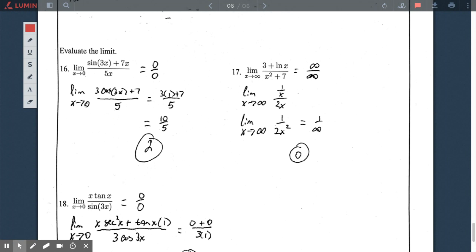So we plug in again. Cosine of 0 is 1, so that makes that 3 plus 7. So 3 plus 7 gives me 10. There's nothing to plug into on the bottom, so it stays 5, and 10 divided by 5 is 2. So that means this limit right here is equal to 2.